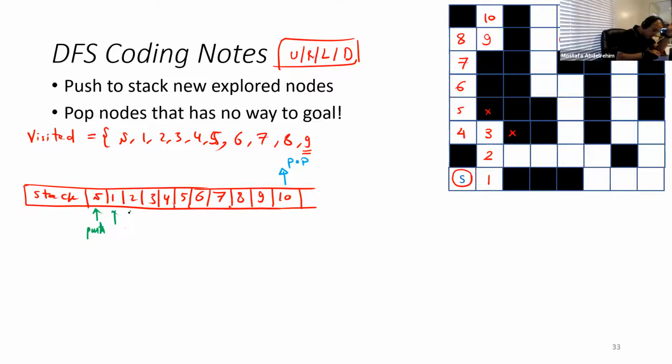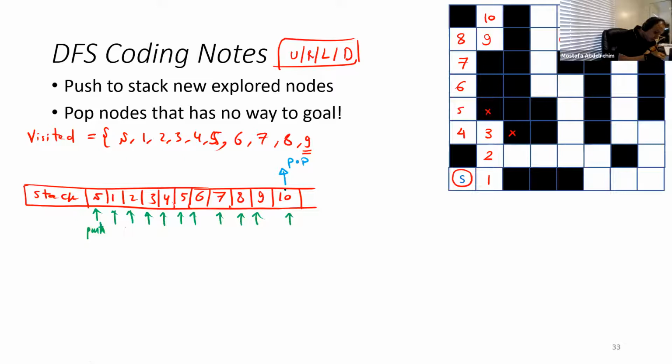Then we push 1, 2, 3, 4. All these nodes were pushed into the stack. That's why we explore them in the first place, until we reach 10. At 10, we explore all the 4 neighbors. No possibility for continuing from 10. We cannot reach the goal from 10. It's a useless node. Just pop it from the stack. So we pop 10 from the stack.